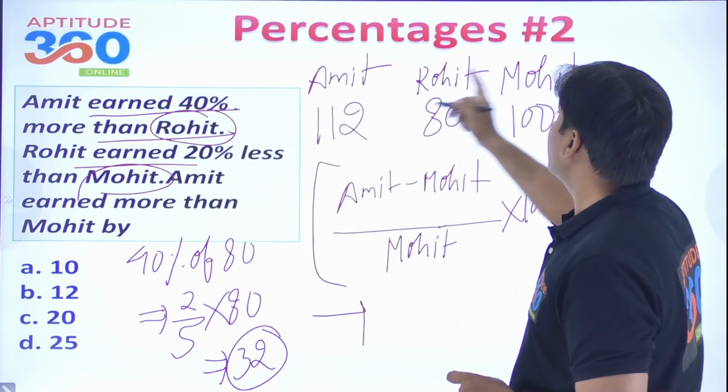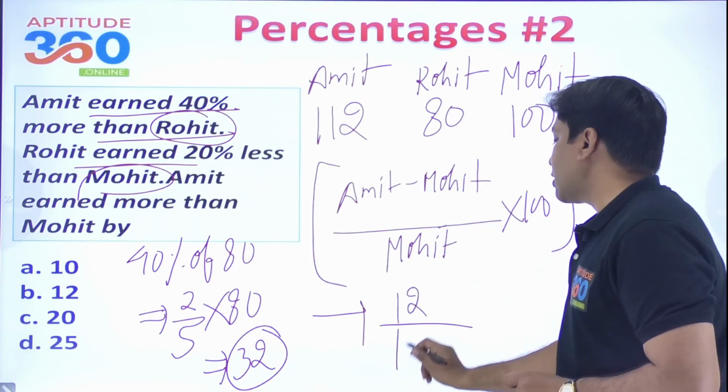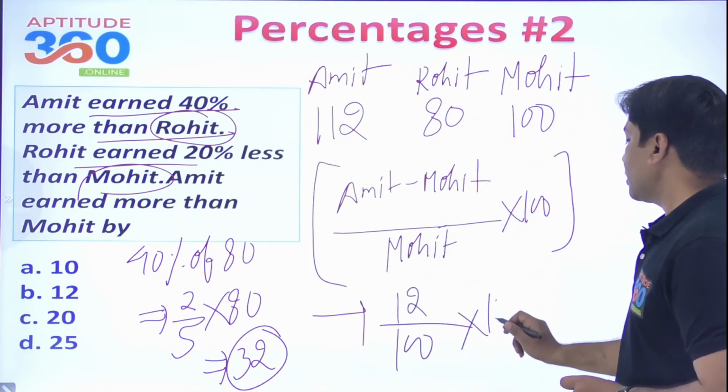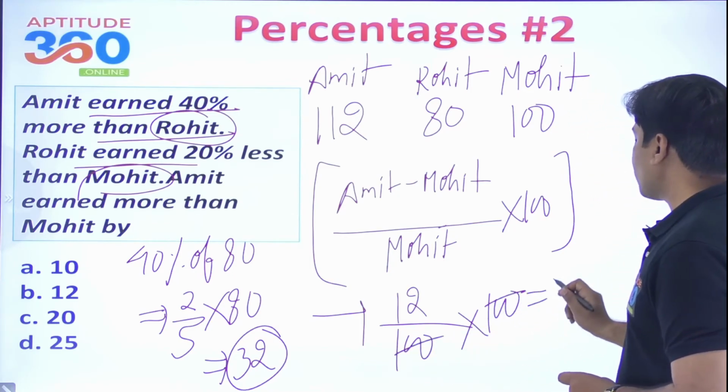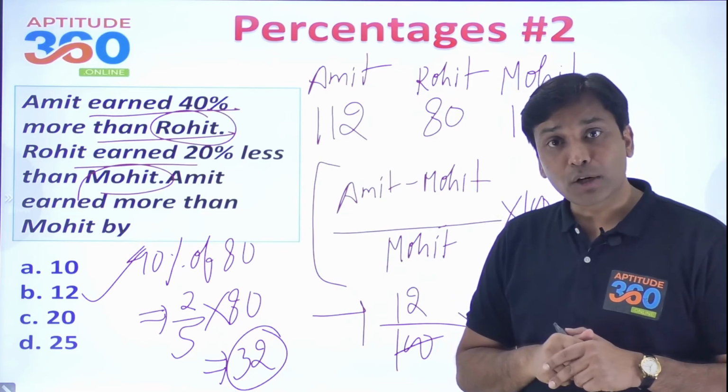And Amit is making 12 rupees more than Mohit, right? What is the salary of Mohit? 100 into 100. What is your answer? The answer is coming out as nothing but 12. Problem simplified हो गया ना? Do you understand what I'm trying to say?